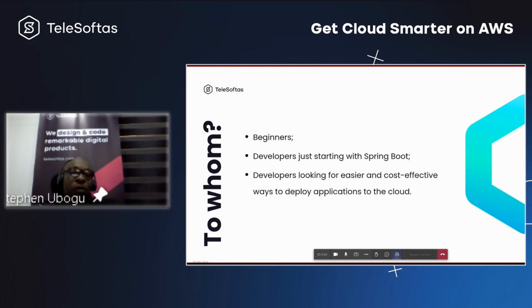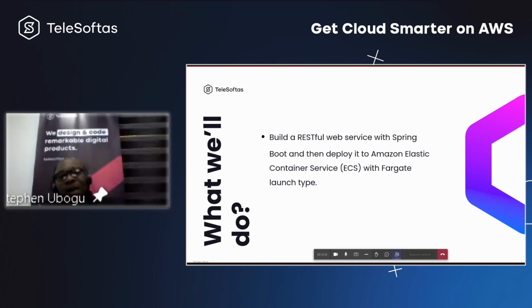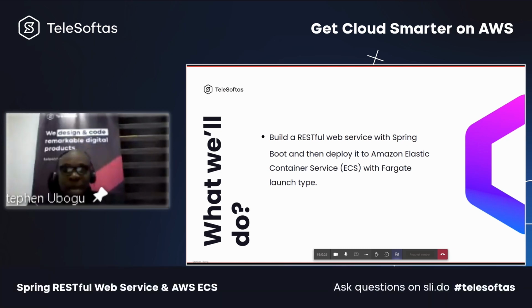If you are new to Spring Boot, or if you are a developer looking for an easier or cost-effective way to deploy applications to the cloud, then this session is going to interest you. So what we'll be doing today is building a RESTful web service with Spring Boot. Technically, I won't be building it. I have the code on GitLab, so I'll just pull the code down and do some explanations on it. And in the end, I'll be deploying to Amazon Elastic Container Service, ECS, using the Fargate launch type option.